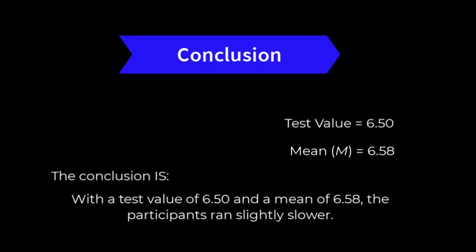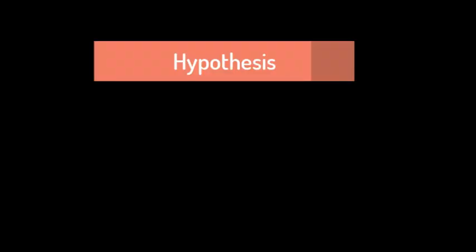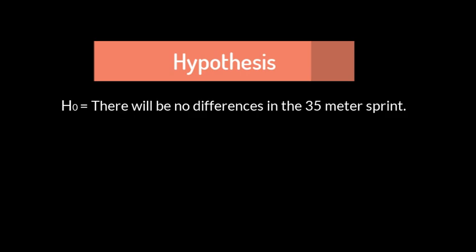Again, when we draw the conclusion, we are looking at the mean value versus the test value. The test value is 6.50 and the mean is 6.58. So the actual conclusion is, with a test value of 6.50 and a mean of 6.58, the participants ran slightly slower.